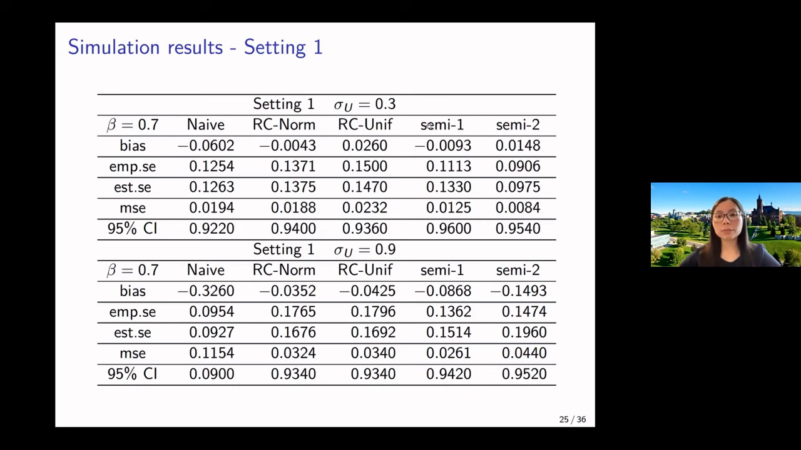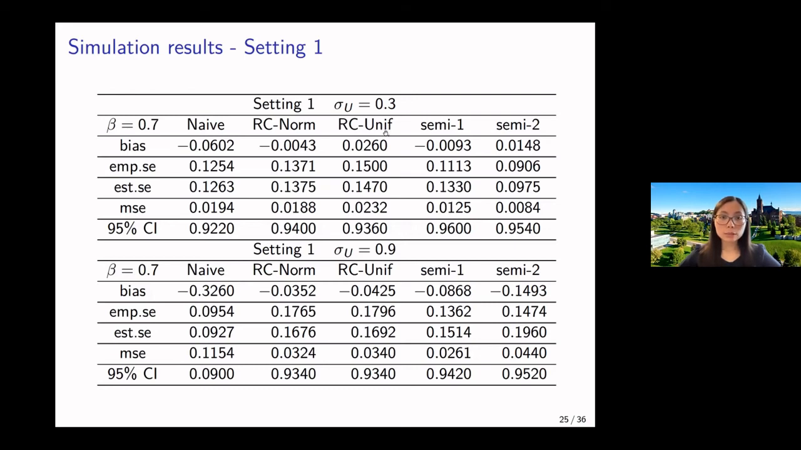Okay, so this semi 1 and semi 2, these are our method. Why don't we just quickly look at the coverage rate? When the amount of measurement error is small, say sigma of u is 0.3, then the other three methods, so the naive method, it just uses whatever is observed, so it ignores the measurement error. And this RC means regression calibration. So we try to do some calibration on those methods, but we still make a strong assumption that we know the true distribution, say normal or uniform.